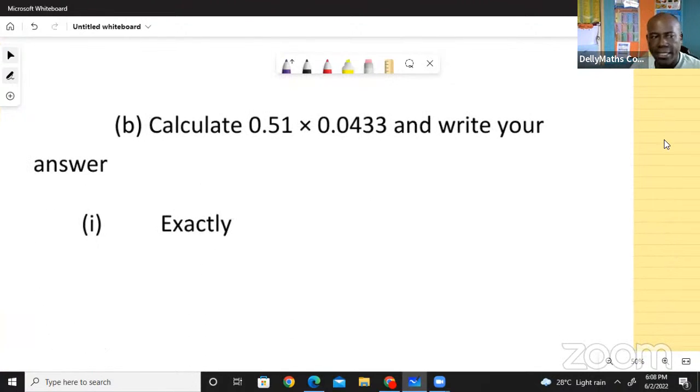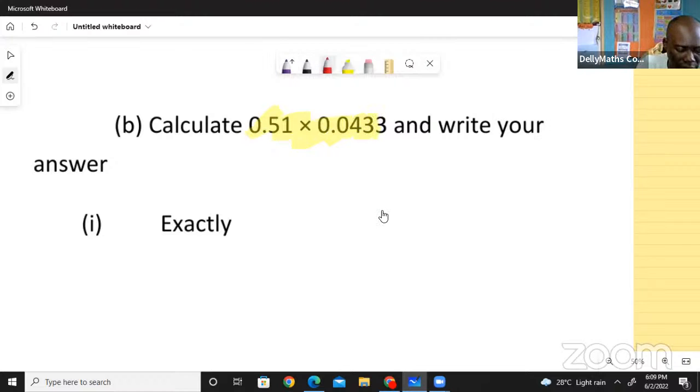All right, the other question says, calculate 0.51 times 0.0433 and write your answers exactly. Whenever you get a question like this, please make sure that you use your calculators, because this exam is for a calculator. So don't try to do anything spectacular. Use your calculator. Put all of these on your calculator and give the exact answer.